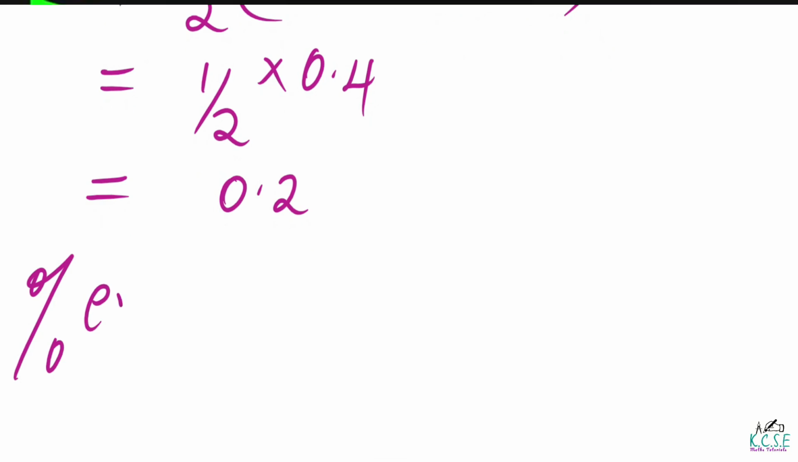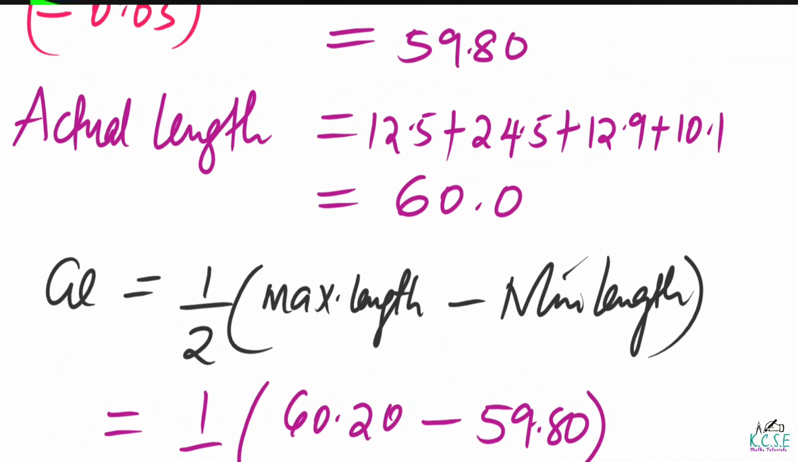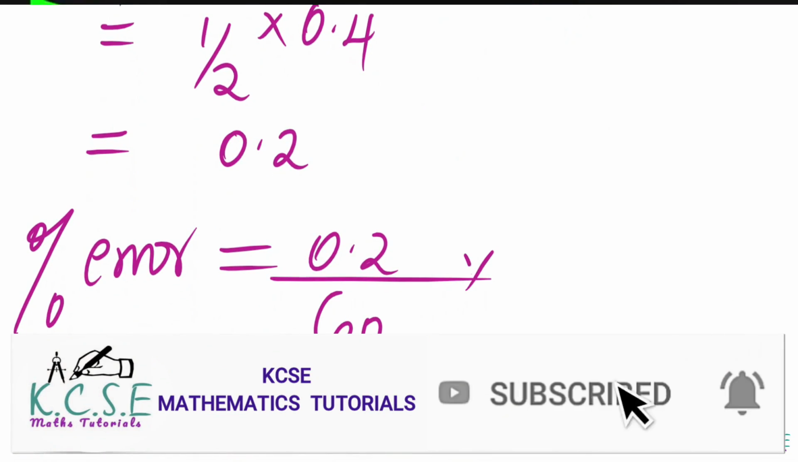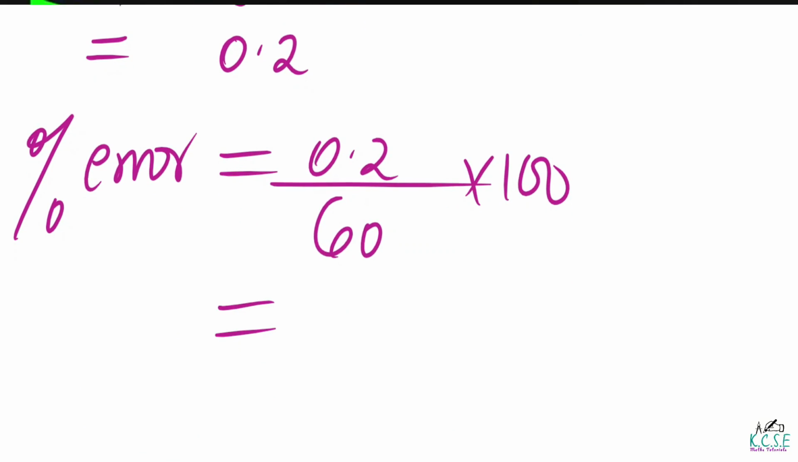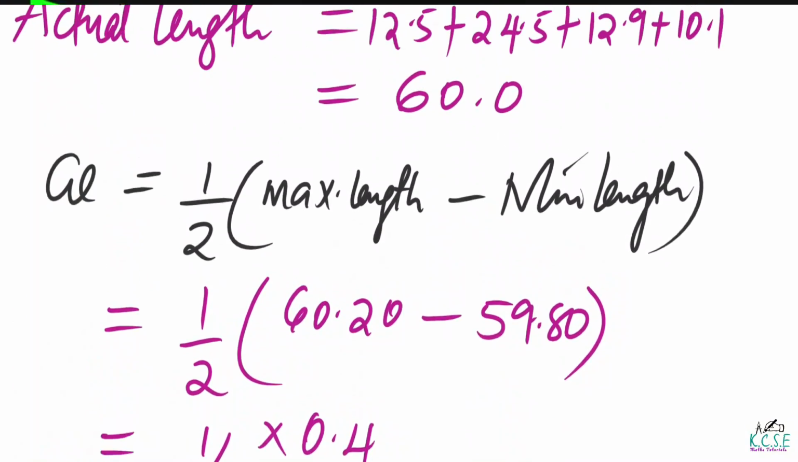We can now obtain the percentage error. Since we have everything that we needed, the percentage error is given by the absolute error, which is 0.2, over the actual total length, which is 60, multiplied by 100. When you work this out using the calculator, this will give 0.3%. So that is how you're supposed to work out that question.